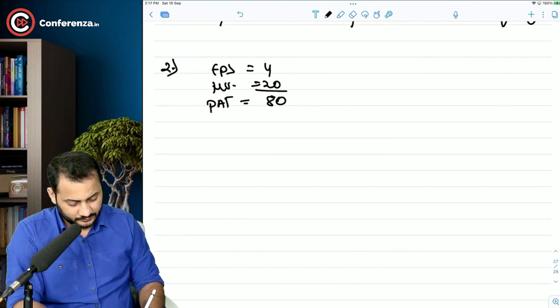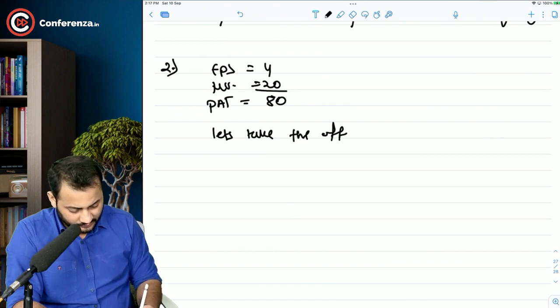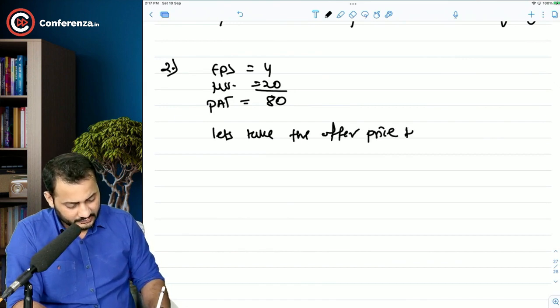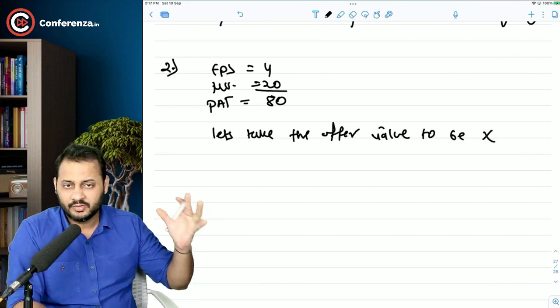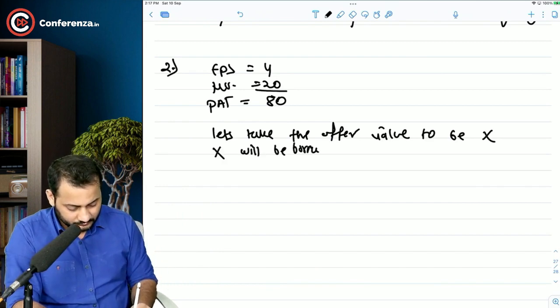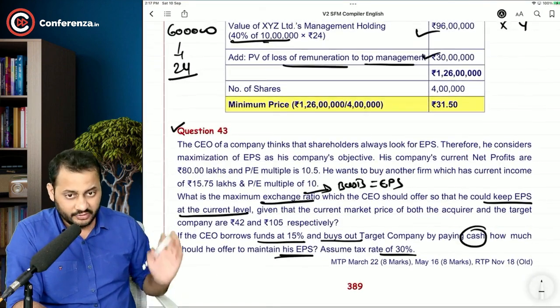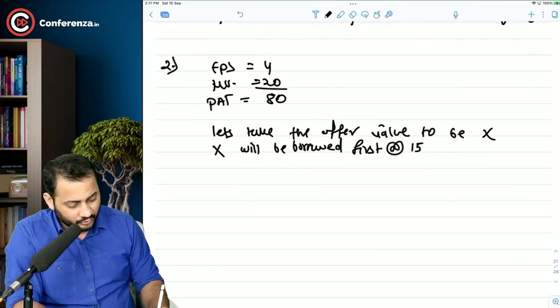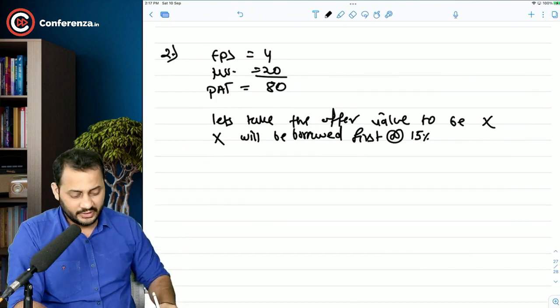Let's say, for example, let's take the offer value to be X. Whatever we want to pay to them will be X, and this X will be borrowed first at the given percentage, which is 15%. We are going to borrow this much of the funds to make the payment to them. So it will be borrowed at 15%.